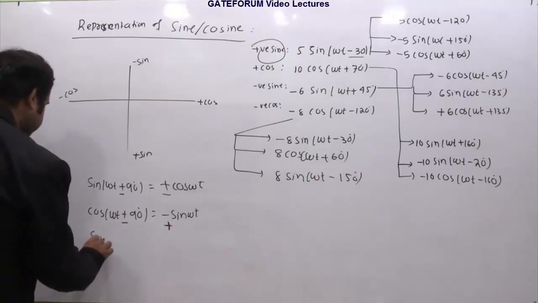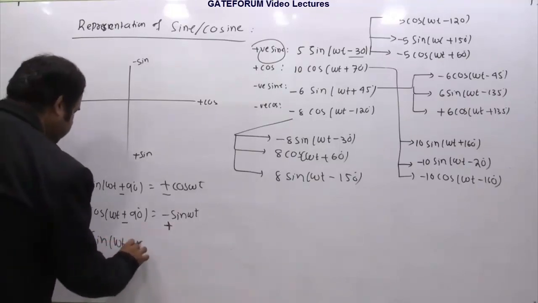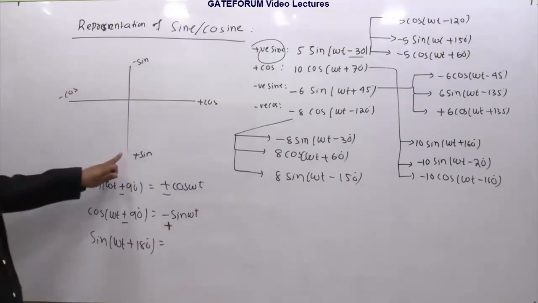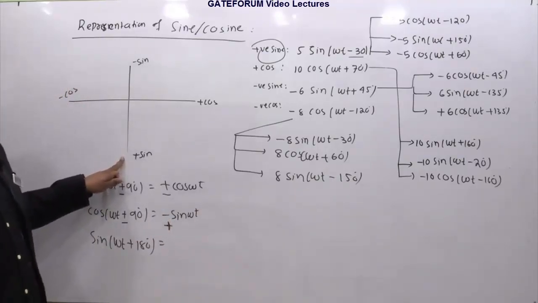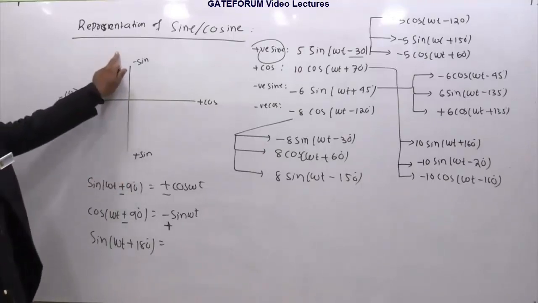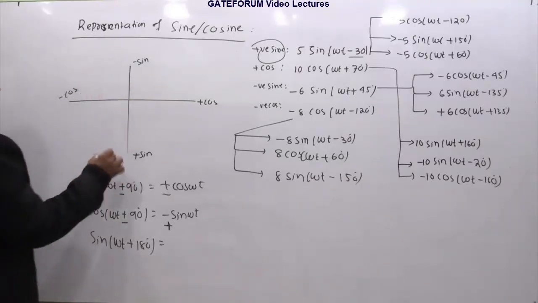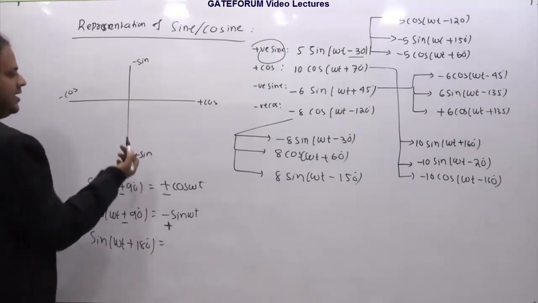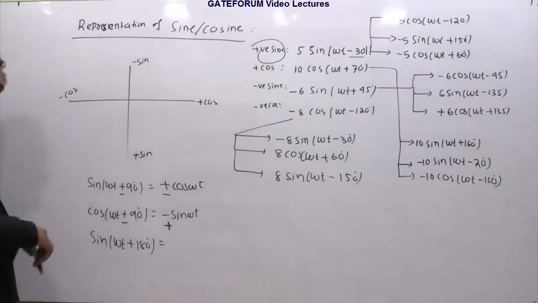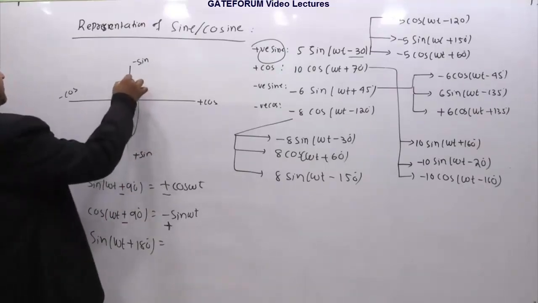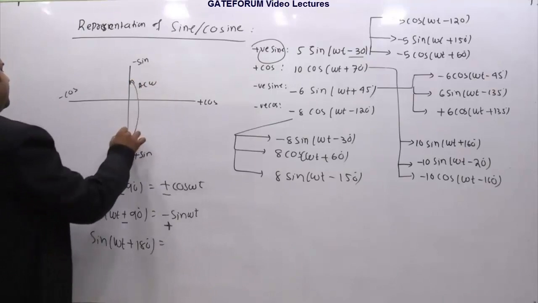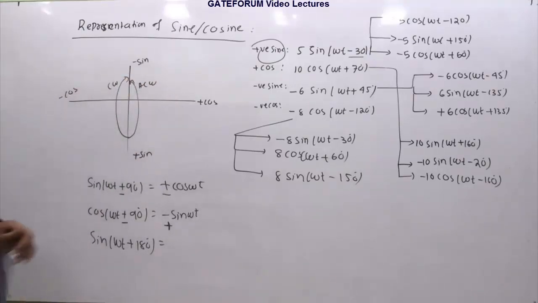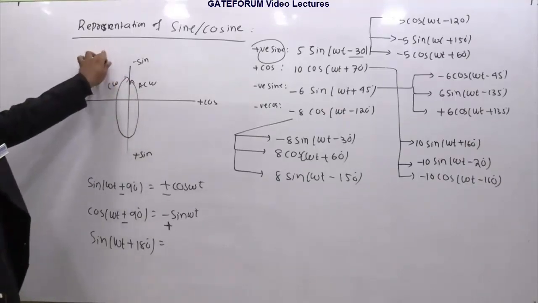Similarly, if I ask you what is sine of omega t plus 180 degrees, what do you get? If you move 180 degrees in the anti-clockwise direction, where will you be reaching? You will be reaching minus sine omega t. So if you are on sine and you add or subtract 180 degrees, adding 180 means moving in the anti-clockwise direction, and this is the clockwise movement. If you move 180 degrees, whether anti-clockwise or clockwise, in both cases you will be reaching the minus sine axis.